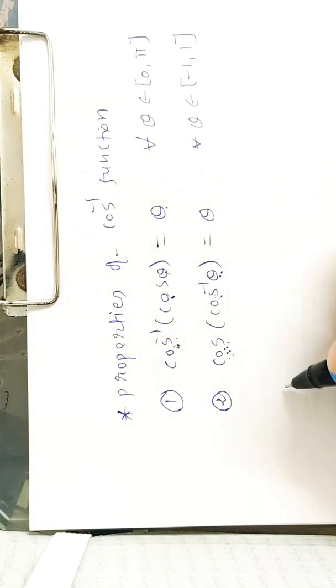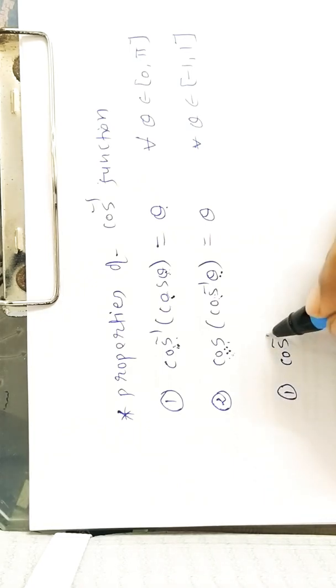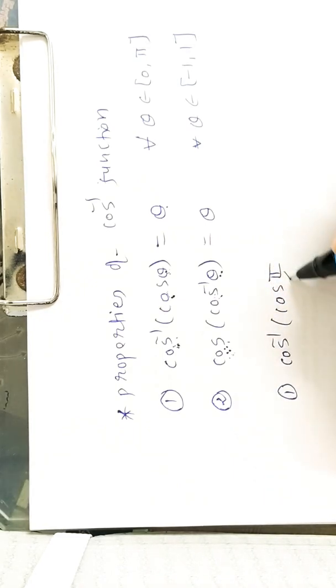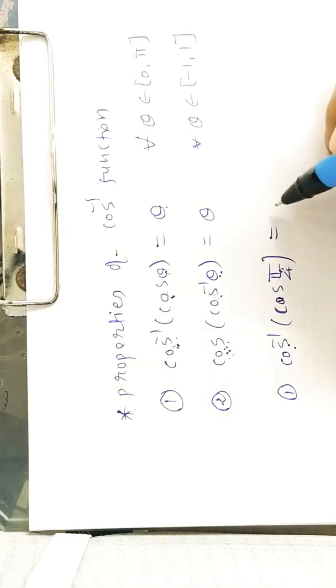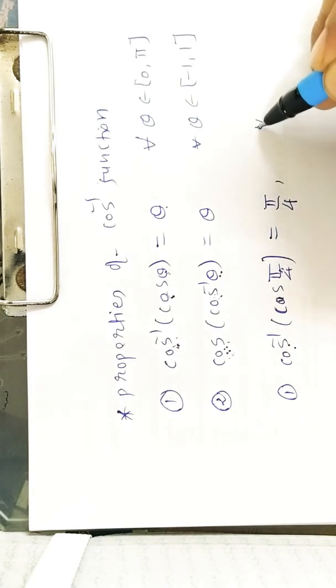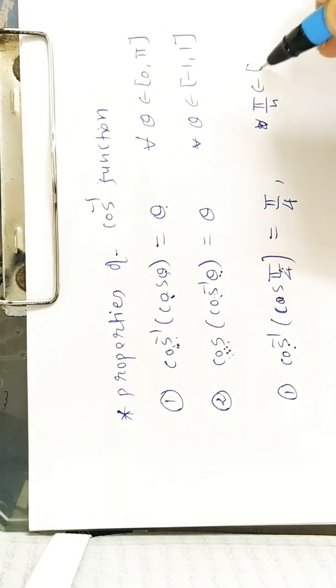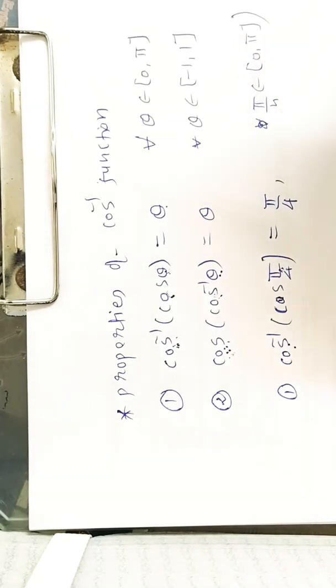For example, cos inverse cos pi by 4. This is the composition of cos and cos inverse. The range of the outer function cos inverse is 0 to pi. Does pi by 4 belong to 0 to pi or not? Check it. Yes, pi by 4 belongs to 0 to pi. That is why the composition of these two functions is possible.